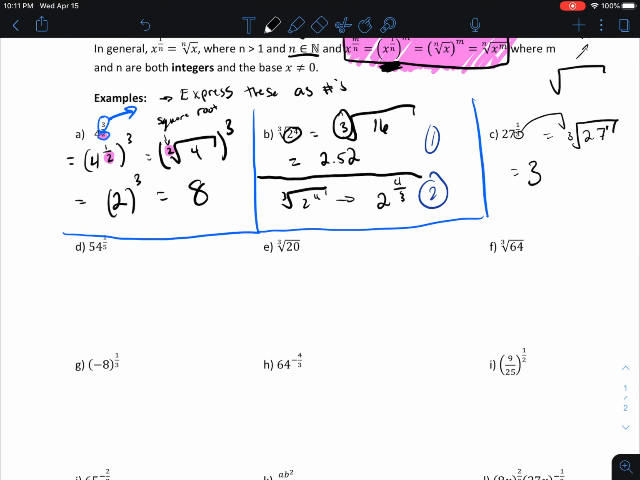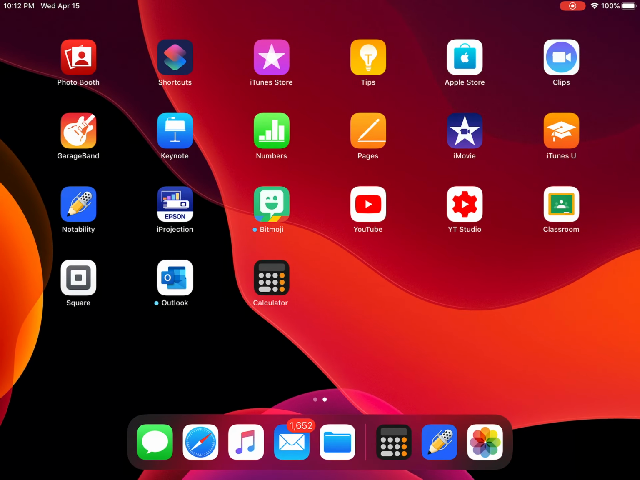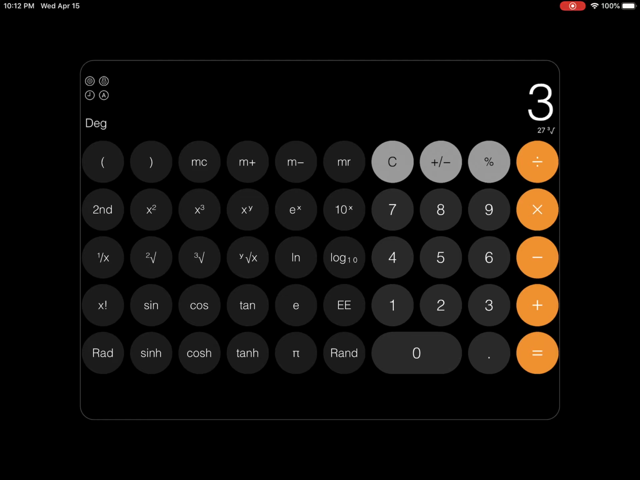Okay, so let's look at 54 to the 1/5. Let's just rewrite this into a radical. That's what's going to come here. So we're going to go 54, and then inside of the hook, we're going to put the 5. Then we can go back to our calculator. This one's a little bit different this time. You should see another button here. So if we clear this, we're going to go 54. And then instead of hitting the cubed root, I'm going to hit the y root x. So this one right here.